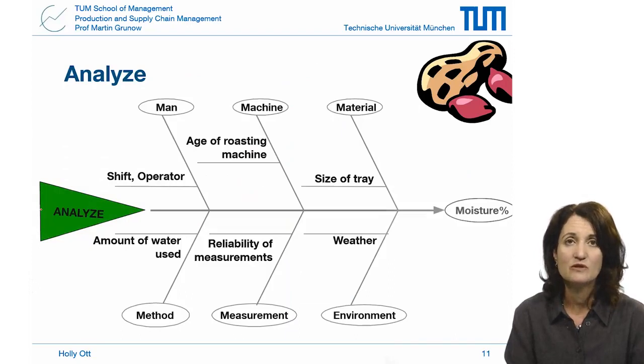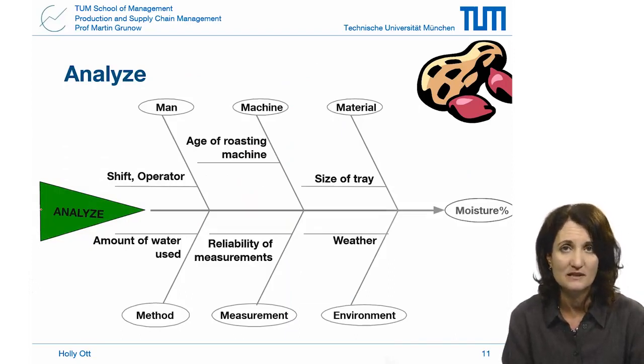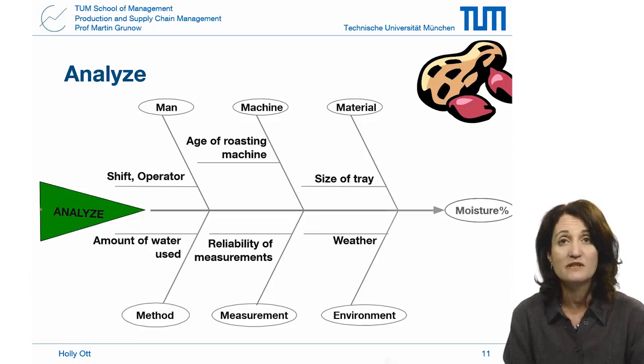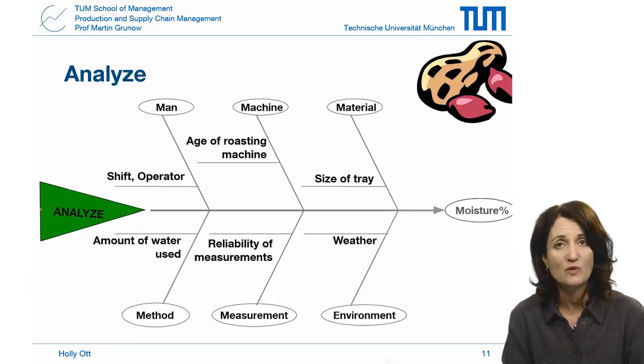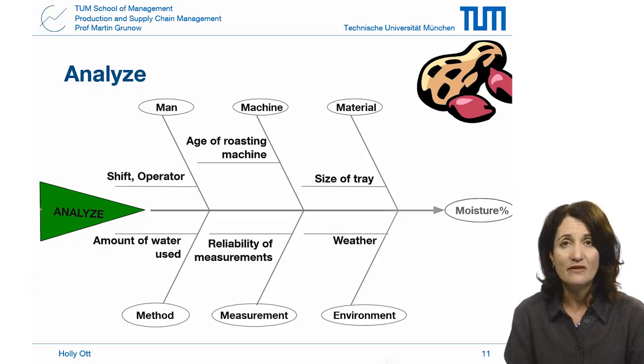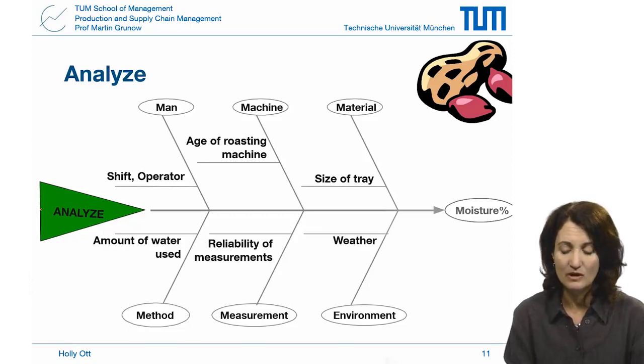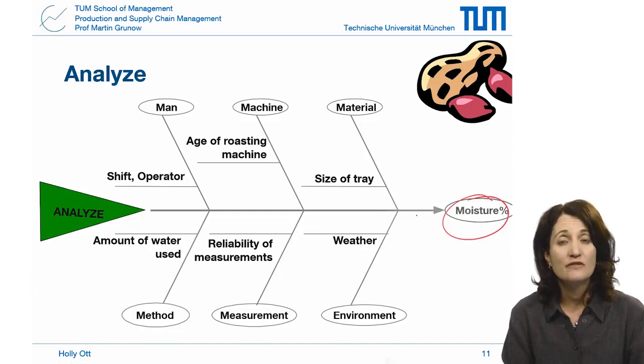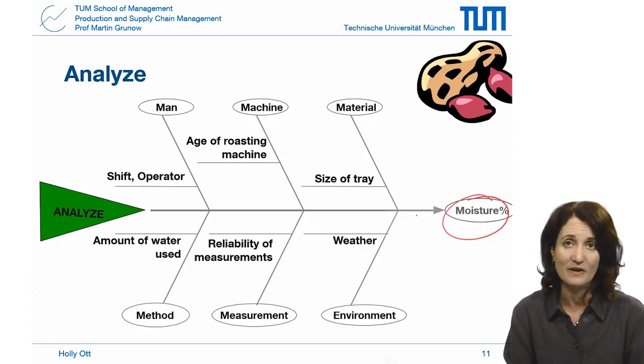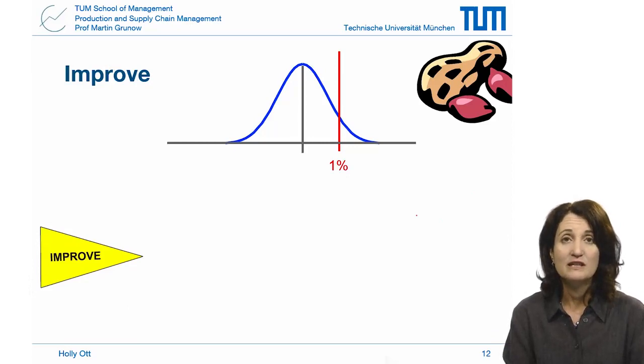In Analyze, we're going to be formulating causal hypotheses. So, what happens if we change an X parameter? What happens to our Y? We're going to be then identifying from all our possible factors, the key factors, the critical few that will affect our moisture percent. And we're going to prioritize then different improvement projects that we think of and perform experiments to test our hypotheses.